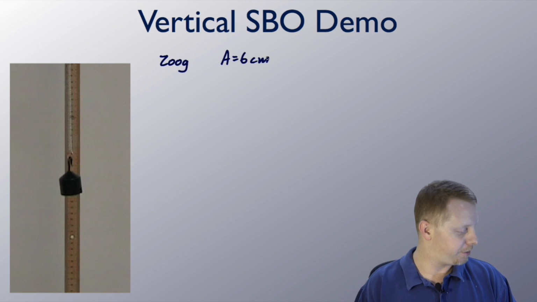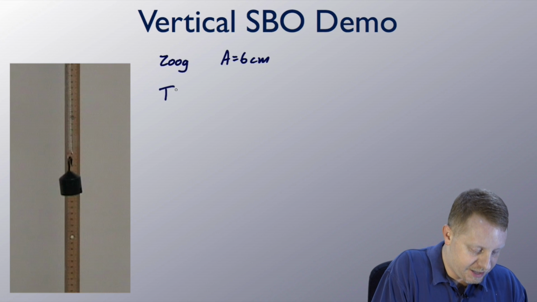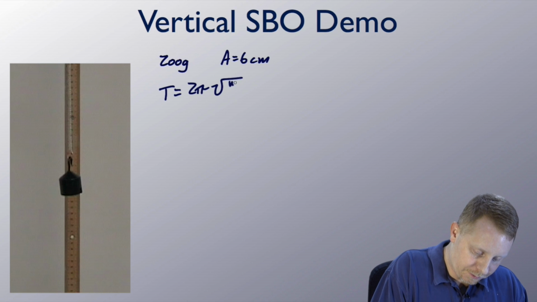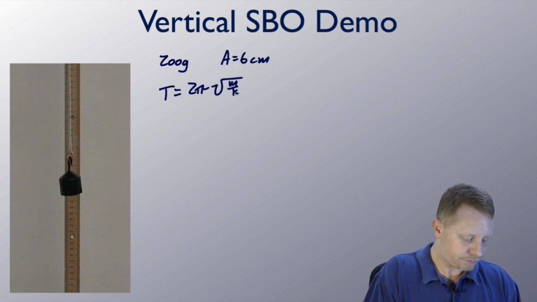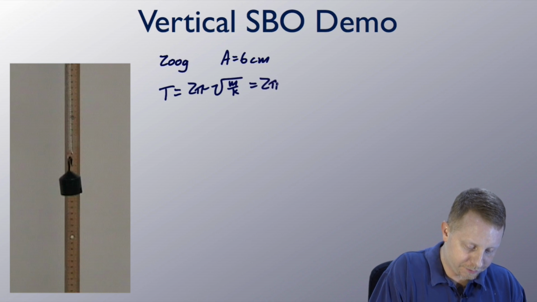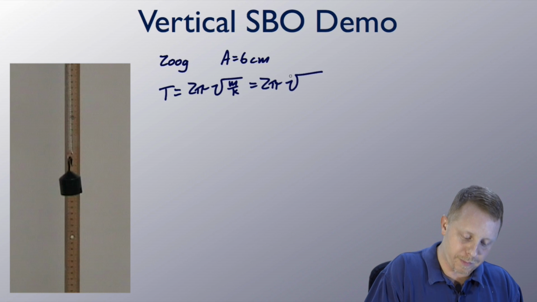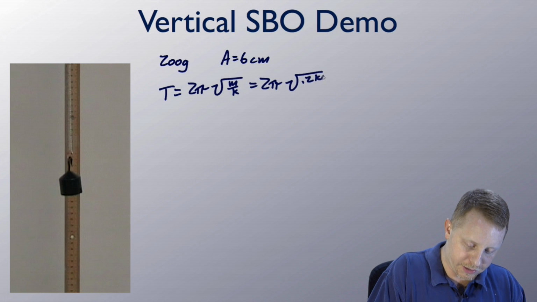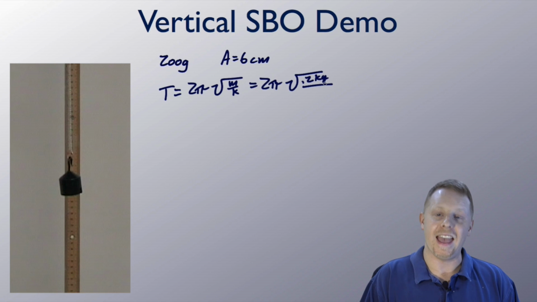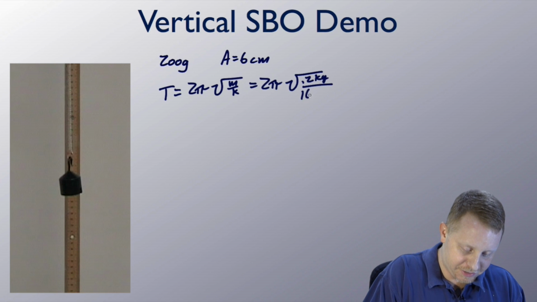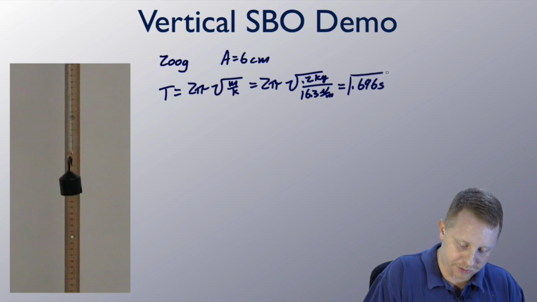Well, we know that we can solve for the period using T equals 2 pi square root m over k, which should be 2 pi times the square root of our mass, 0.2 kilograms, over our k, and for this spring, it's 16.3 newtons per meter, gives us about 0.696 seconds for the period.